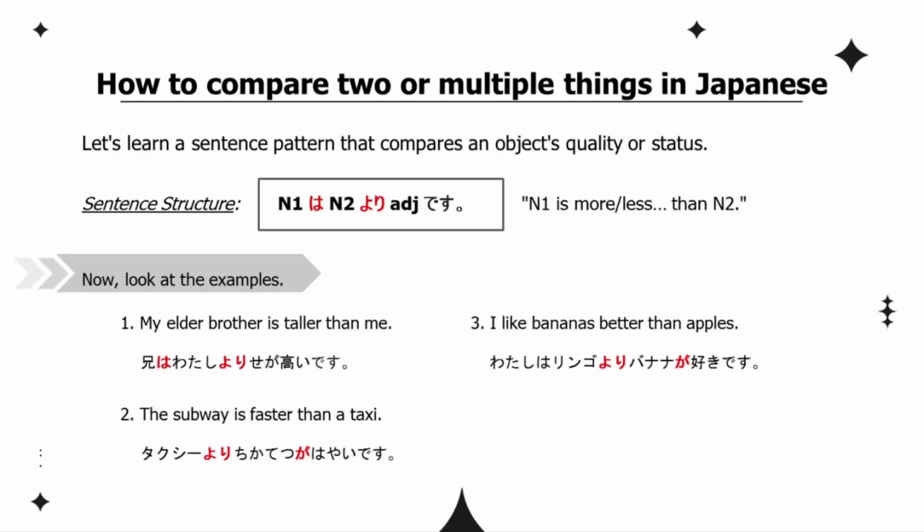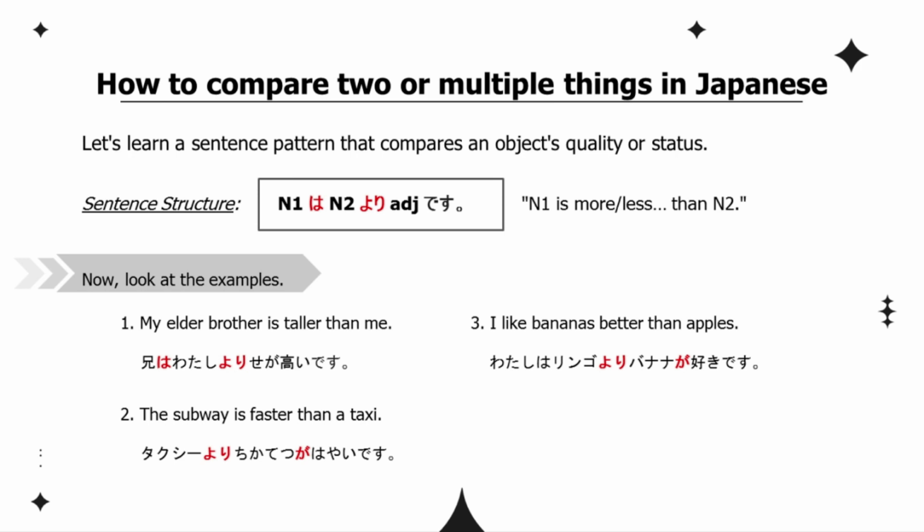2. How to compare two or multiple things in Japanese. Let's learn a sentence pattern that compares an object's quality or status. What's the formation? Yori is the particle to clarify the standard of comparison. N1 is the subject and N2 is the standard of comparison. N1, wa, N2, yori, adjective, desu.